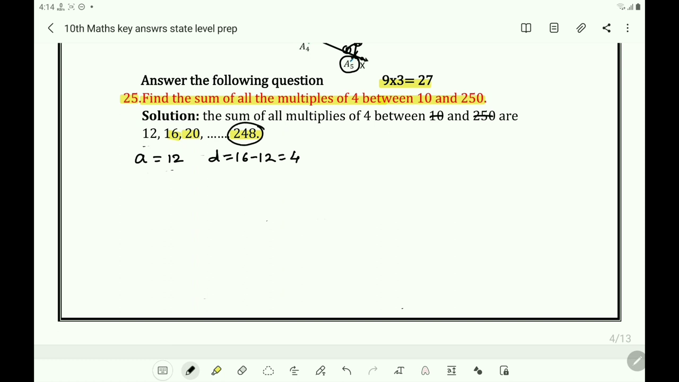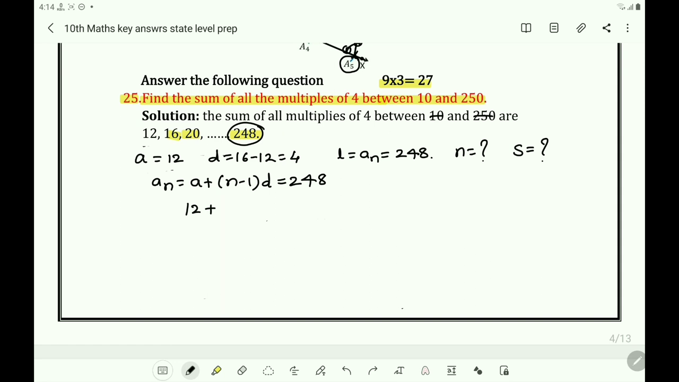Then you consider this is the last term L, that is the nth term, An equals 248, and N is required. After that, the sum of those N terms is to be found out. To find N, you must use the formula An equals A plus N minus 1 into D. An is 248, in the place of A write 12, plus N minus 1, D is 4.